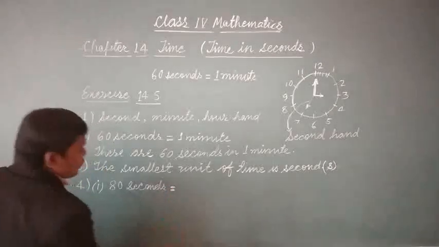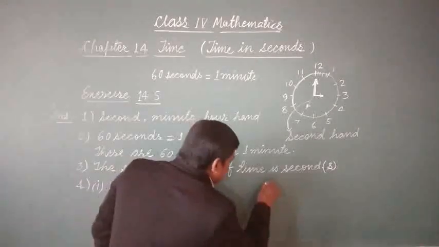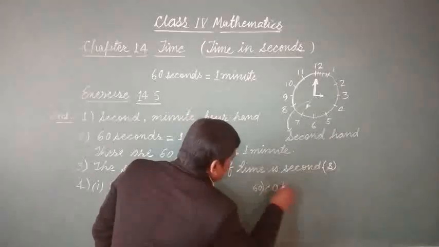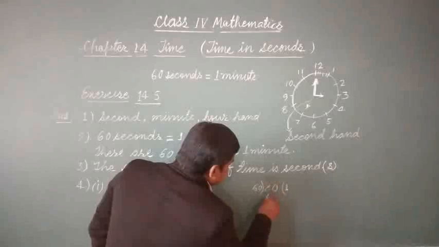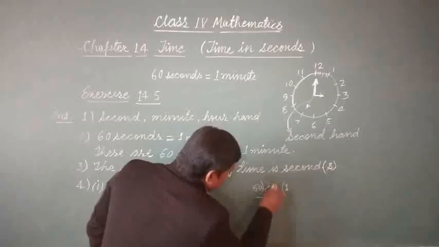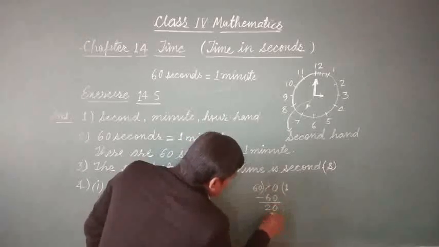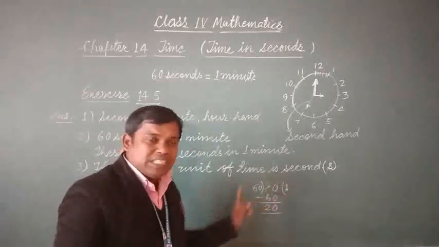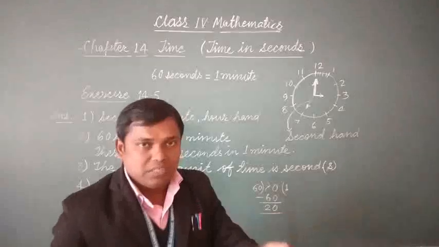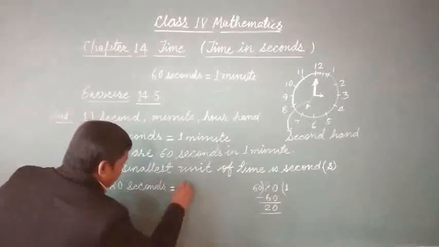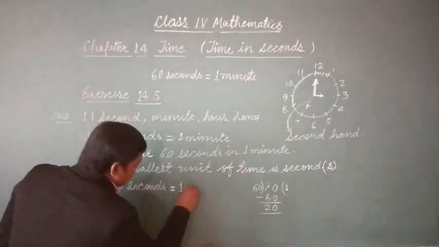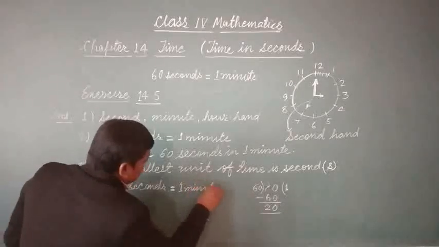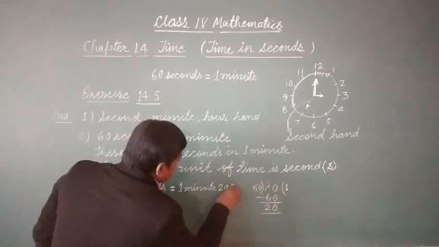So you will divide 80 by 60. When you divide, one time you will divide 60. Here you will write, then when you subtract, you will get 20. So the quotient will become minute and the remainder will become second. So we write 1 minute 20 seconds.